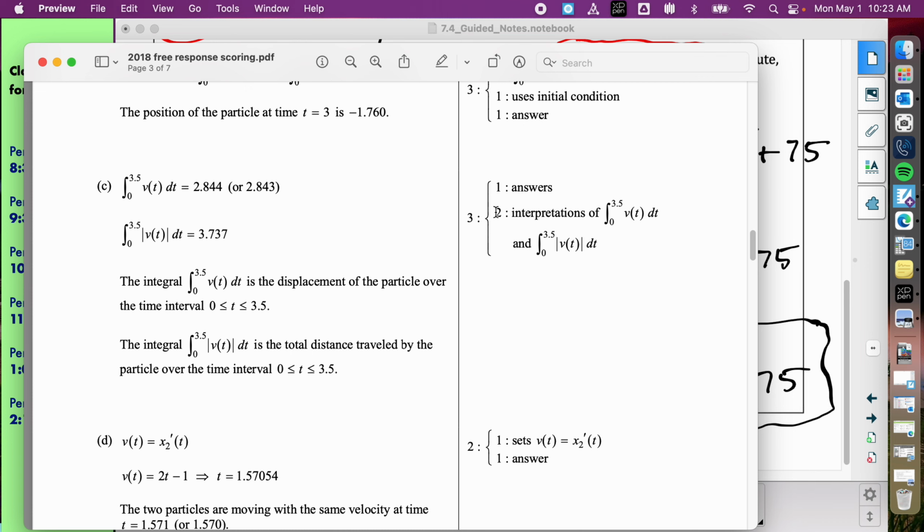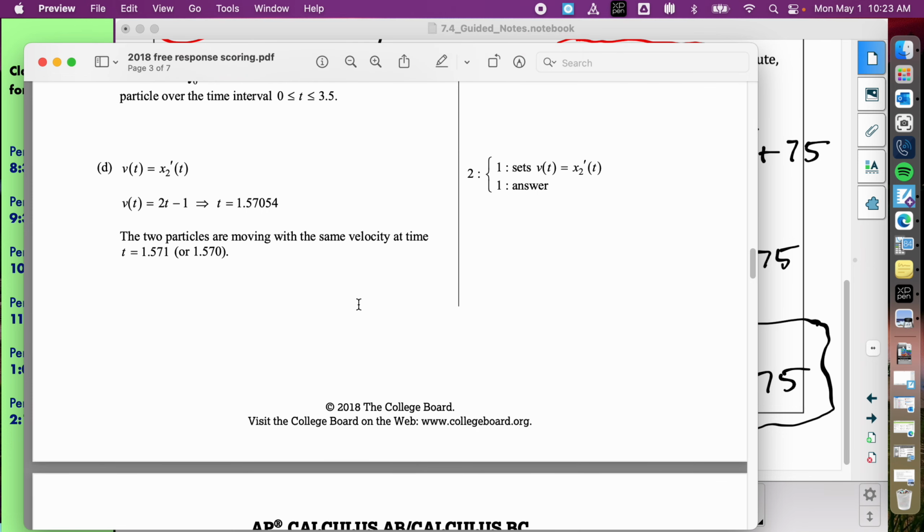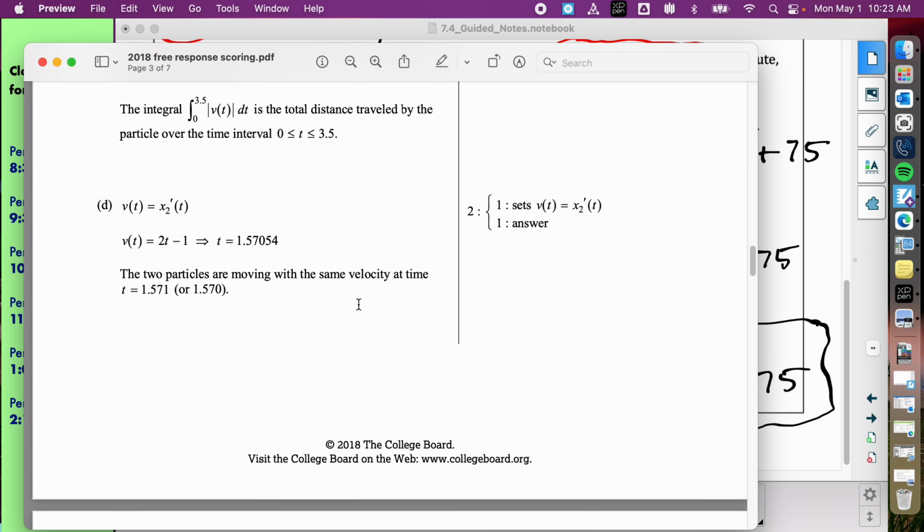I would bet since this is 2 points, I wonder if they would, it doesn't say what it would do. I wouldn't be shocked if you got 1 point for having the correct info and answers, and then 1 point off for not having the time with it or something. Oh, actually 1 point for answers. And then the last one.